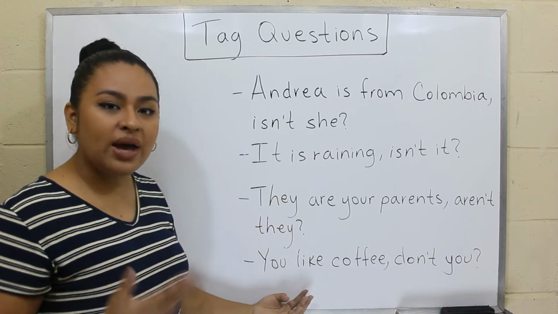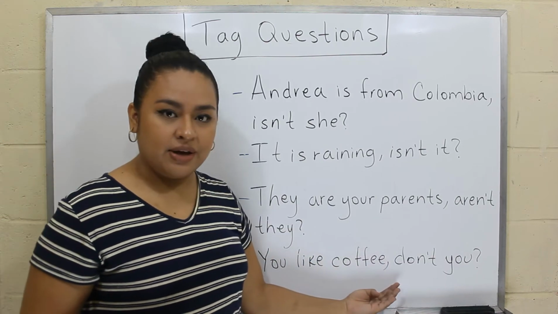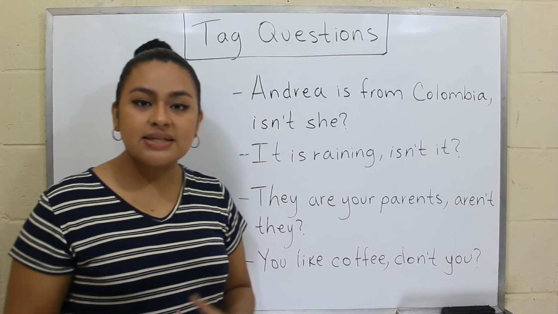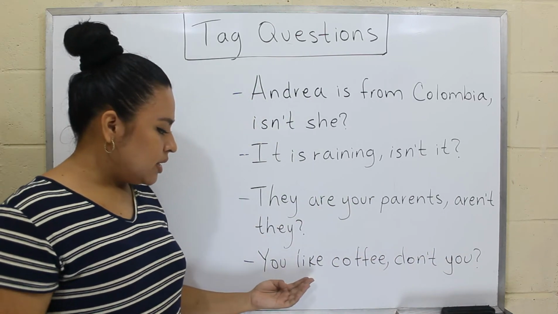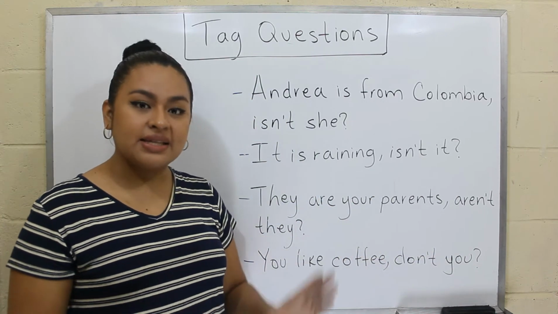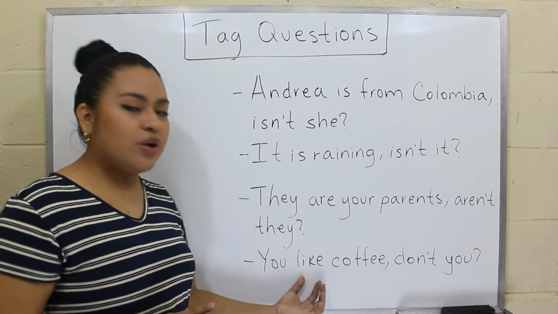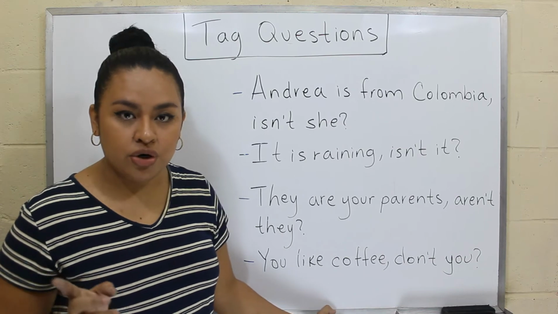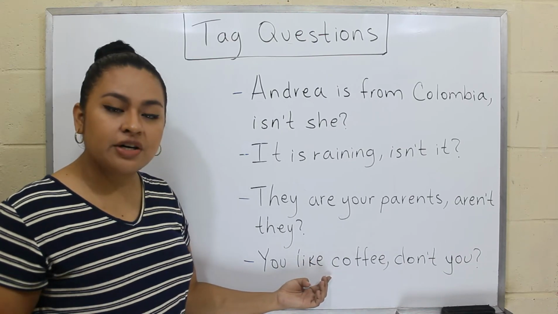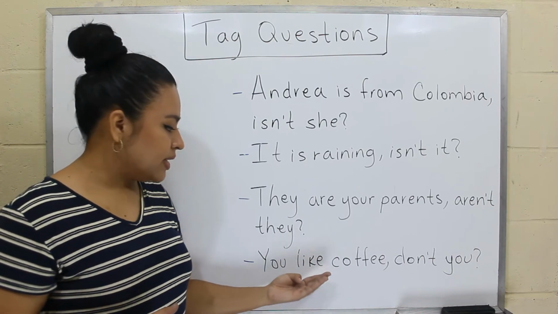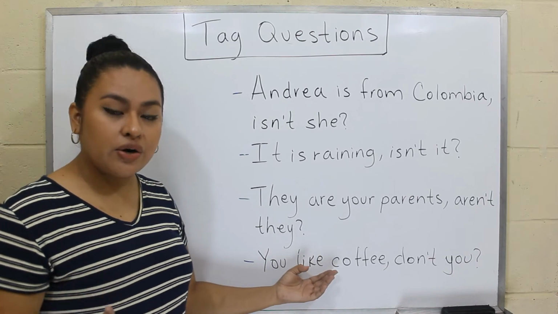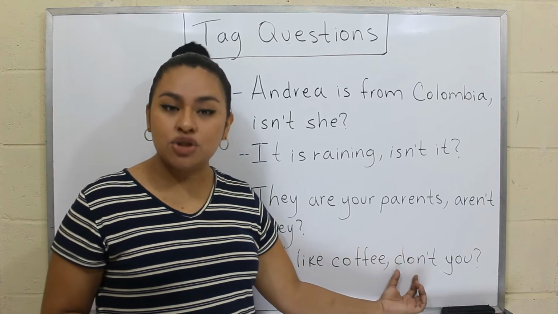And in the last one we have, you like coffee, don't you? In this case, the statement is, you like coffee, and the tag, don't you? But in this case, we are not using the verb be anymore. We are using another verb in the simple present, like. So it means that we are going to use the auxiliary do.